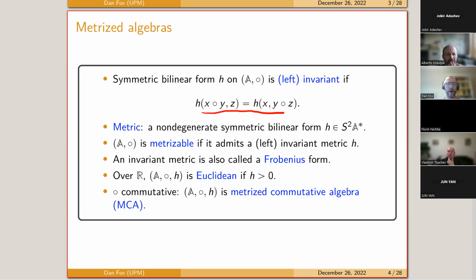I will call a metrized algebra Euclidean if the metric is positive definite. Of course, for this to make sense, I need some assumption on my base field, for instance, that it be the real numbers or that it be a Euclidean field. When this condition operates, I'm always assuming such a condition on the base field. It makes sense to speak of positive. And I'll call a metrized commutative algebra a commutative algebra equipped with a metric in this sense, and I'll abbreviate that as MCA.